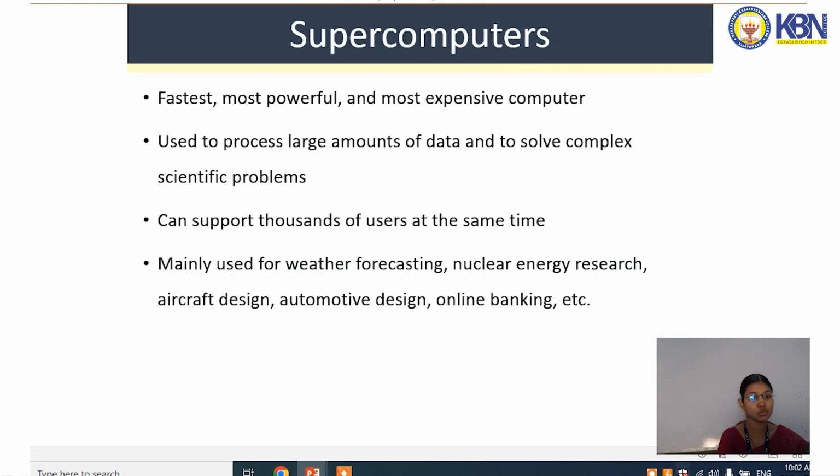Now what is a supercomputer? It is the fastest, most powerful and most expensive computer, and it is used to process a large amount of data to solve scientific problems. It supports thousands of users at the same time. It is mainly used in weather forecasting, automatic design, online banking, etc.